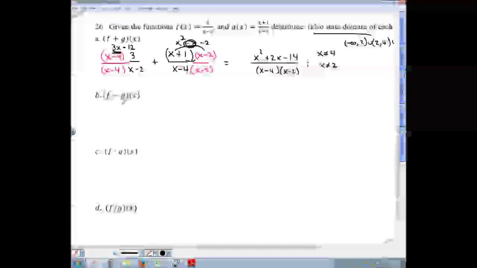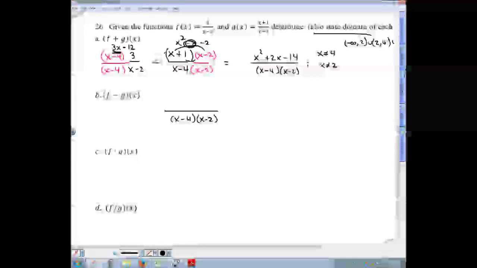Okay, really the only difference in part A and part B, I'm going to use the same problem here, that would be a minus sign. So you have to do the same process. You have to get a common denominator and combine these two. So you're going to have x minus 4, x minus 2 as your denominator, and now you're combining like terms in the numerator by subtracting.